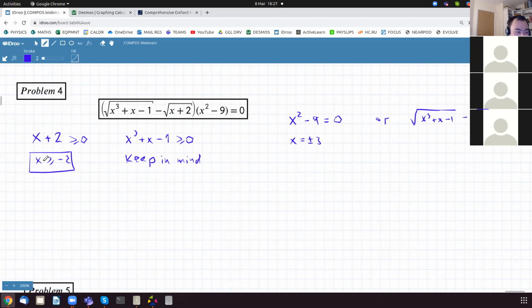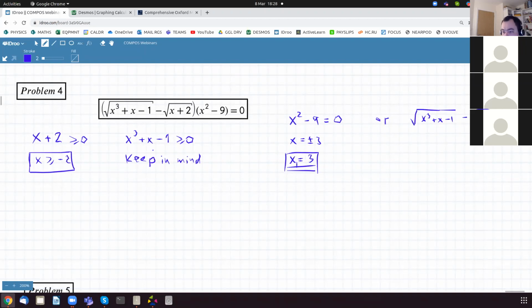Although, remember that we have a limitation. X cannot be less than -2. So x is equal to 3. Check that this works. Well, 3 cubed plus 3 minus 1 is definitely positive. So this is fine, we are allowed. This is a valid answer because it satisfies this inequality. So this is one of the answers. We'll call it x1.